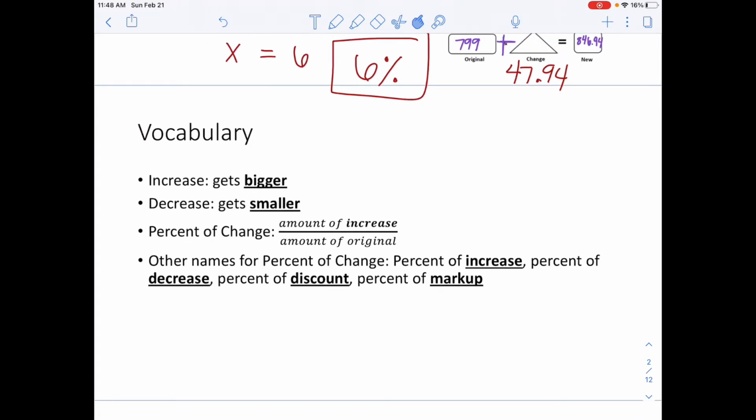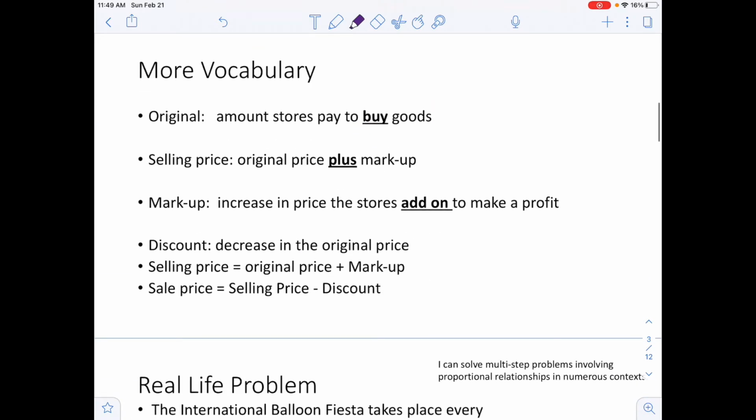So some vocab for percent of change. Increase means get bigger. Decrease gets smaller. Percent of change, here's the proportion we're going to use: amount of increase over amount of original. So that's change over original. And other names for percent of change would be percent of increase, percent of decrease, percent of discount, percent of markup.